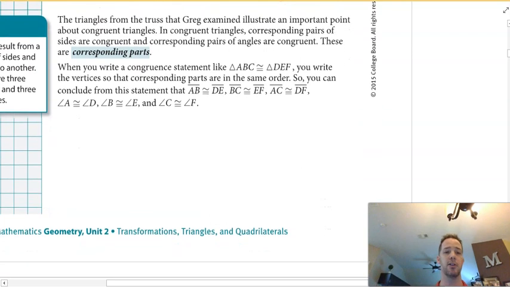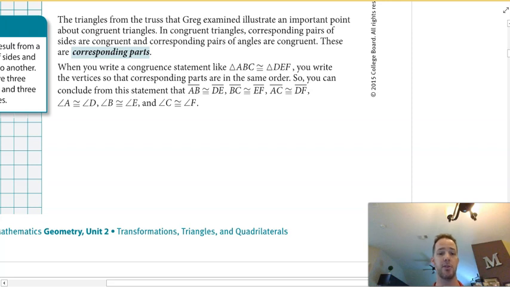All right. The triangles from the truss that Greg examined illustrate an important part about congruent triangles. In congruent triangles, corresponding pairs of sides are congruent and corresponding pairs of angles are congruent. These are called corresponding parts. Obviously, when we have congruent triangles, it's important that we know which pieces correspond on one triangle to another triangle.